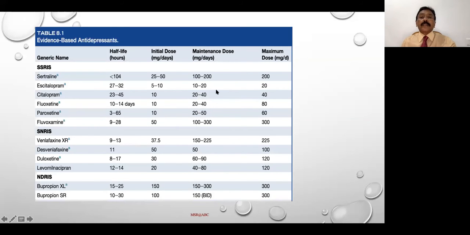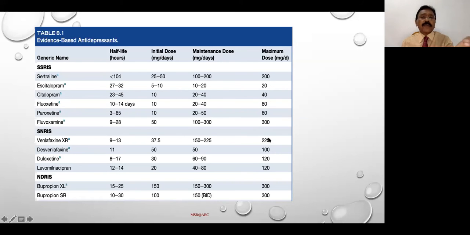If you look at this slide first, SSRIs, escitalopram, the maximum dose they said is 20. This is sort of the low dose. Fluoxetine can go up to 80. Paroxetine 63. So escitalopram it's only about 20. Venlafaxine 225 is the dose. Beyond that, they say the maximum dose is only 225.